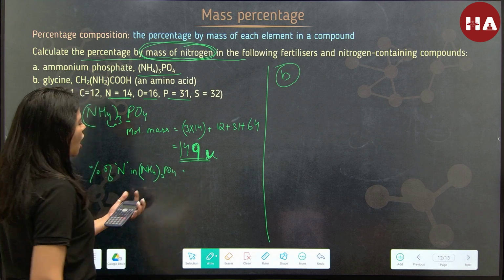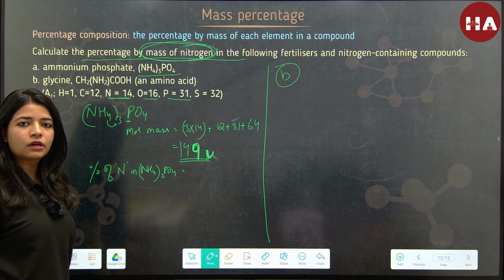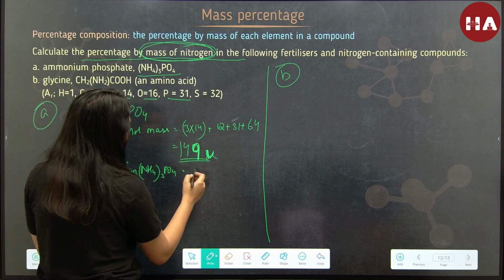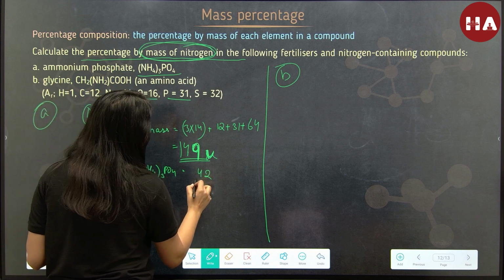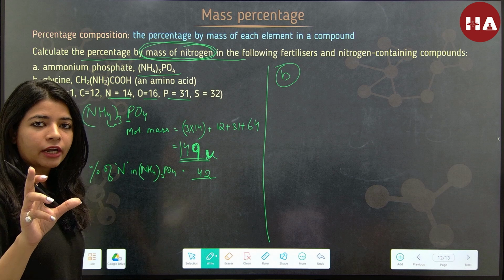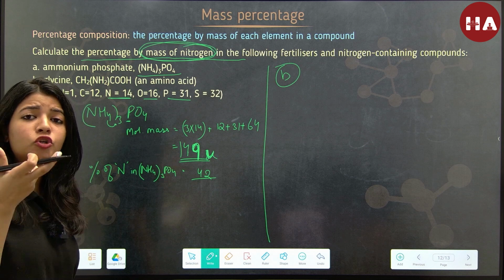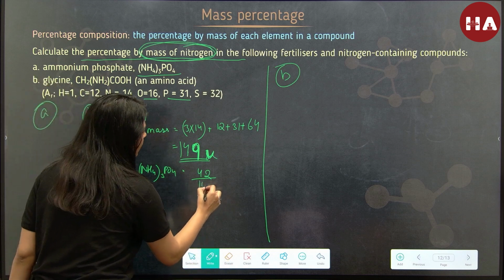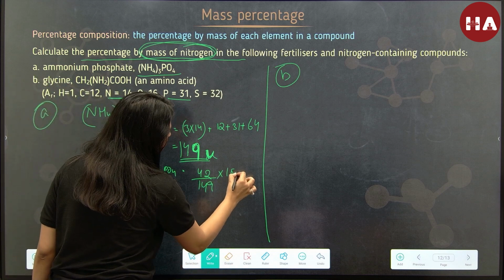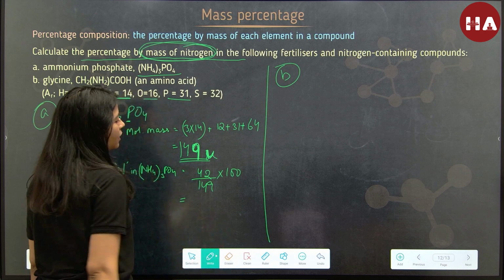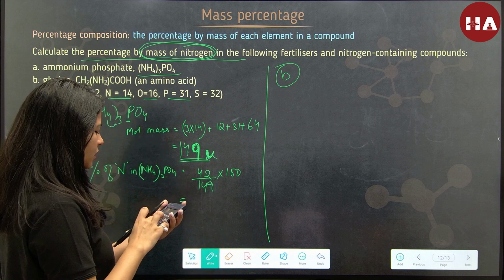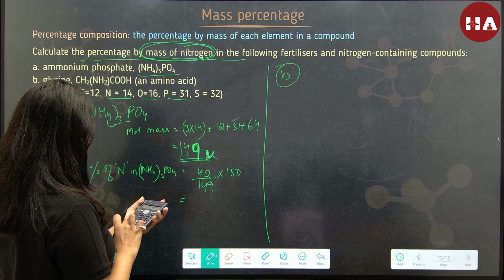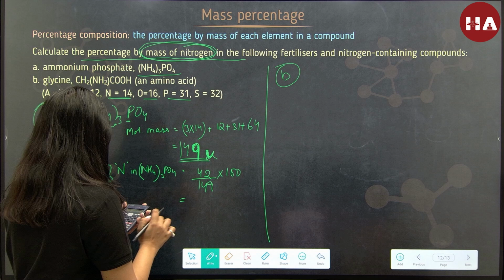So what do we do? How many nitrogen atoms can you see here? 3. So 3 times 14 will be 42 divided by the total mass of nitrogen, because we are finding mass percent for nitrogen, total mass of nitrogen divided by the molecular mass of the compound, which is 149, times 100. Why times 100? Because we want our answer to be in percentage. So let's calculate 4200 divided by 149, which will come out to be 28.18.